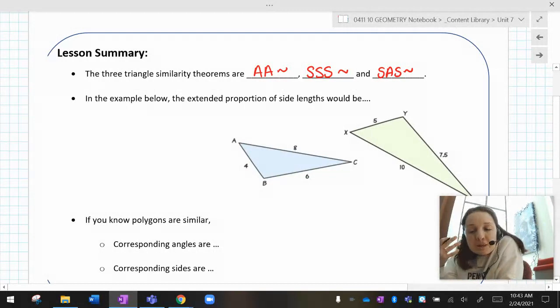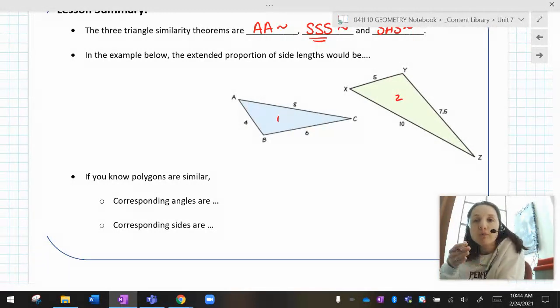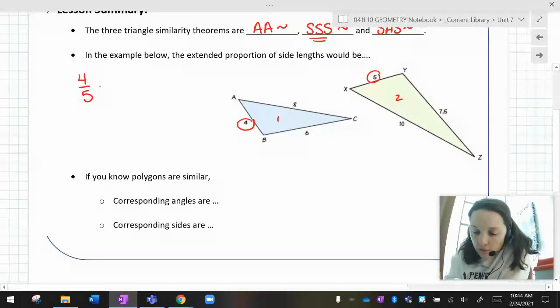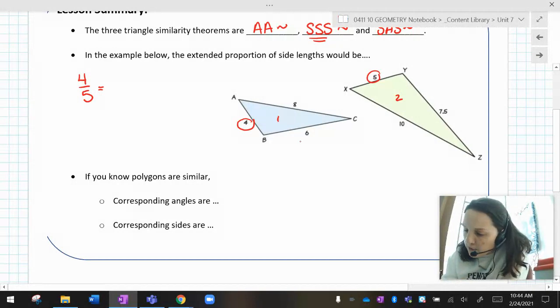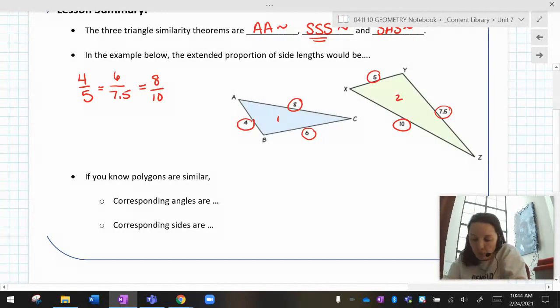To really bring home this SSS idea, which is what we're going to use in today's notes, if I knew that this triangle is similar to that triangle, I could write an extended proportion of small compared to small equals medium compared to medium equals large compared to large. So 4 is the small here, 5 is the small there, so 4 and 5 should be proportional. Medium to medium would be 6 and 7.5. And big to big would be 8 to 10. If these triangles are similar, those proportions should hold.